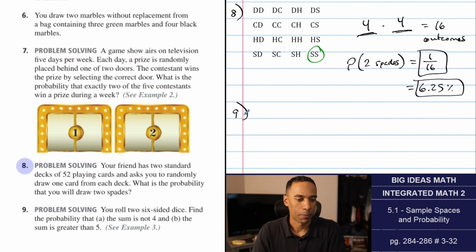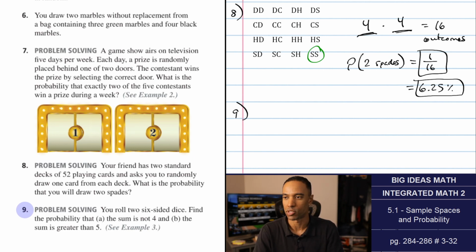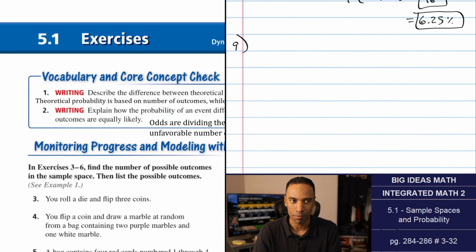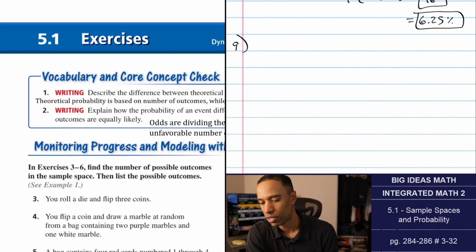All right, let's go to number 9. Problem solving. You roll 2 6-sided dice. Find the probability that the sum is not 4 and the sum is greater than 5. So this is a case where I think listing out the sample space probably is better. I think for the sake of time and such, let me go back.